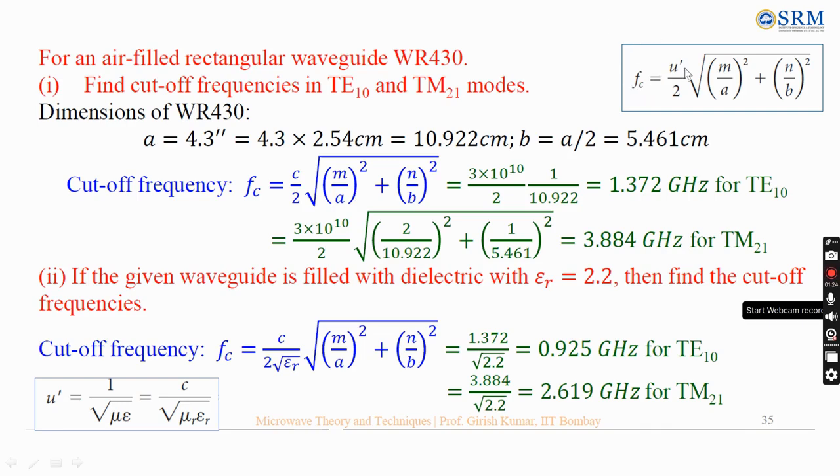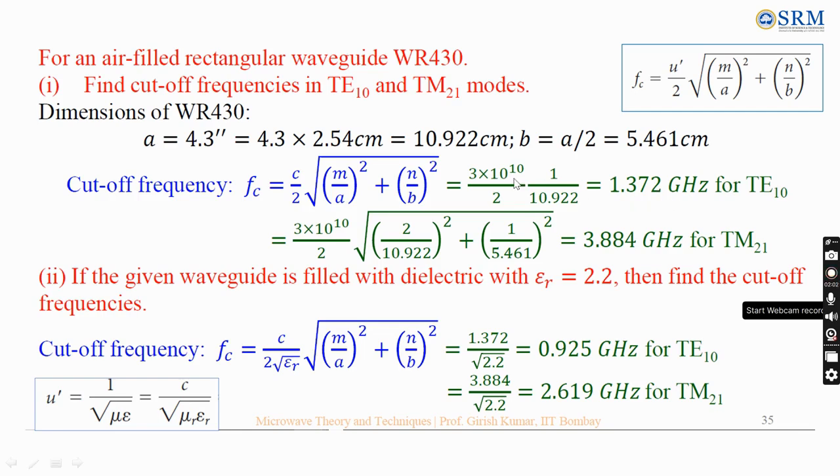The general relation for cutoff frequency is u' by 2 into root of (m by a) the whole square plus (n by b) the whole square. Here it is filled with air, so the velocity is the velocity of light. So we have just replaced u' by c, and we are substituting all these values. For TE10, n is 0 and m is 1, so the term is 1 by a, and this is in terms of centimeters. Making further simplification, converting into meters, we get the answer for TE10 mode.